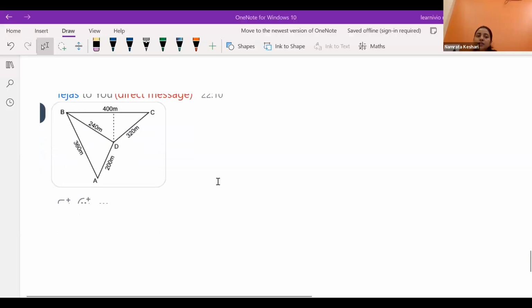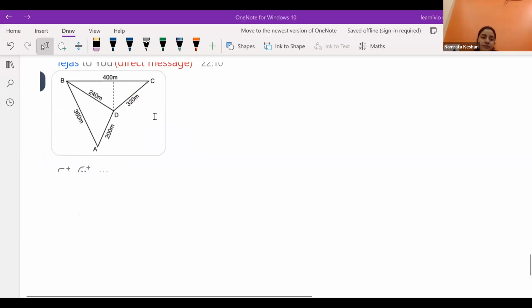Can you see the screen now? Yes. Everyone? No. Ma'am, can we see that? That is for another question. This figure. Yes, I know.